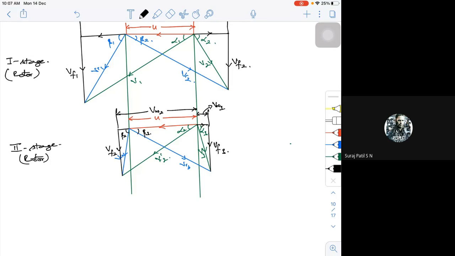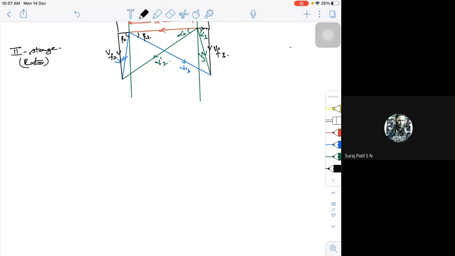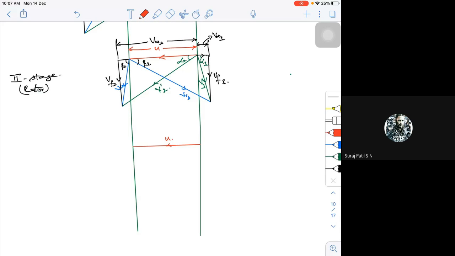Now this is for the second stage rotor. Now how to extend for the third stage? So what will happen? I can extend this particular line further, and this also I can extend further. Okay, and then I can draw a triangle. So the third stage triangle. This is U, this will remain U. That means your blade velocity will remain the same because the shaft will rotate at the same speed.